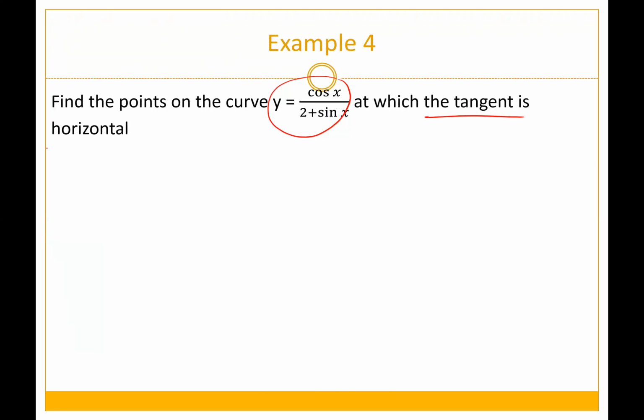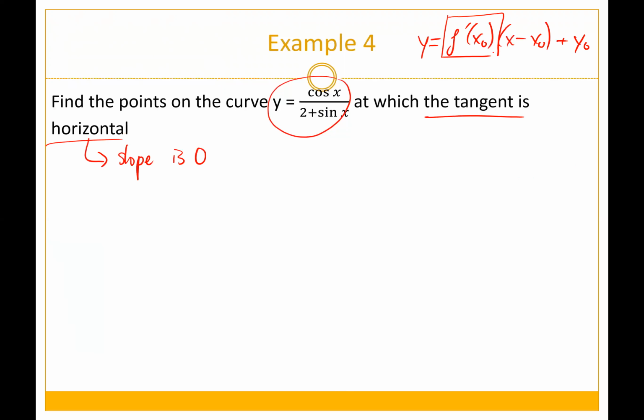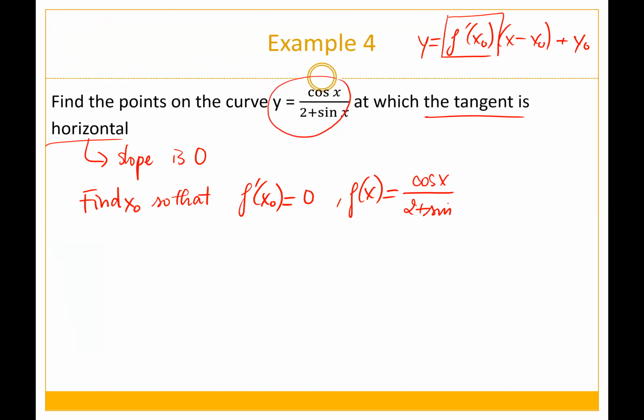So when the tangent is horizontal, the first thing that should come to your mind is that the slope is 0. And what is the slope of a tangent? The general formula of a tangent line is y equals f prime of x0 multiplied by x minus x0 plus y0, so the slope of the tangent is f prime of x0. Basically, what we're asking is to find x0 so that f prime of x0 equals 0, with f of x equal to cosine x over 2 plus sine x.